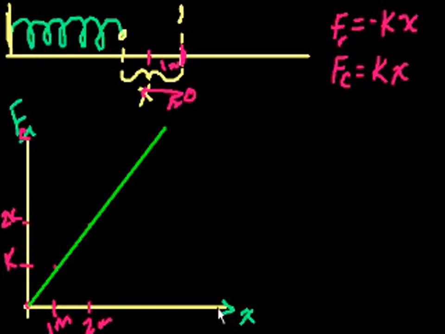And here I have positive x going to the right, but in this case, positive x is to the left. I'm just measuring its actual displacement. I'm not worried too much about direction right now.